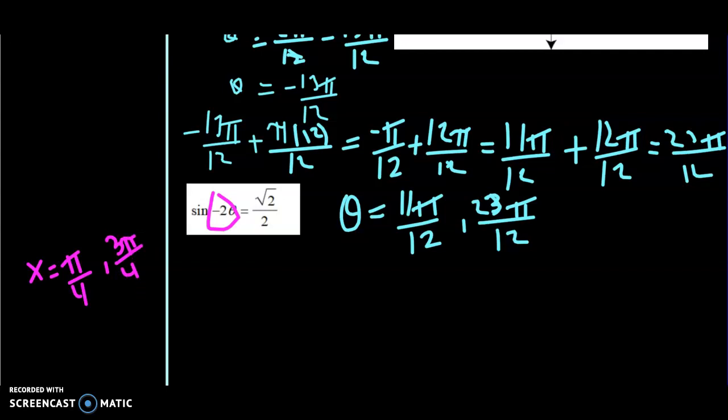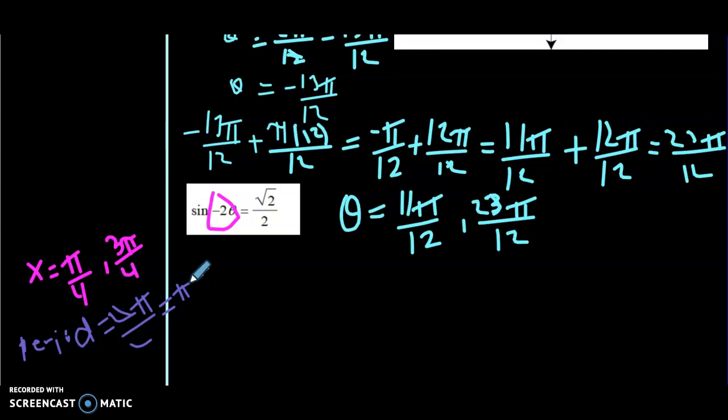Then also remember that the period of sine is 2 pi over b, and in this case b is 2. So my period is just pi.